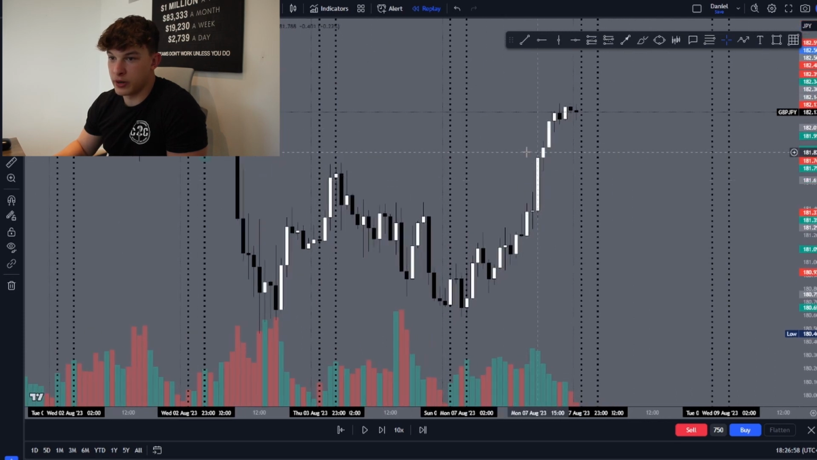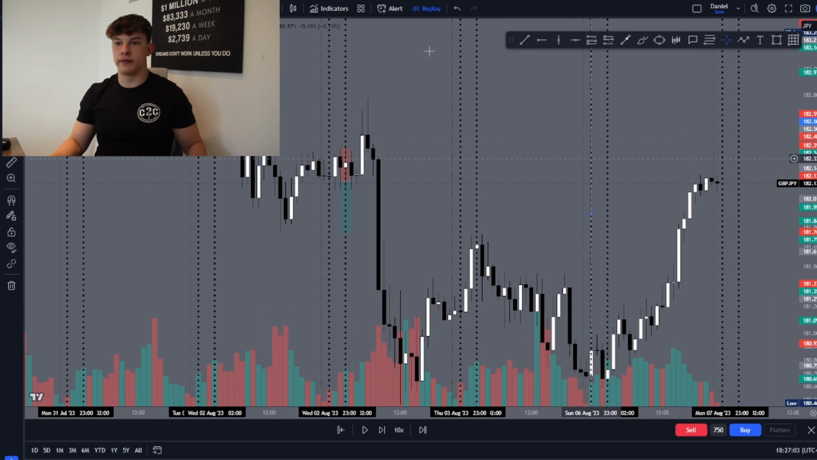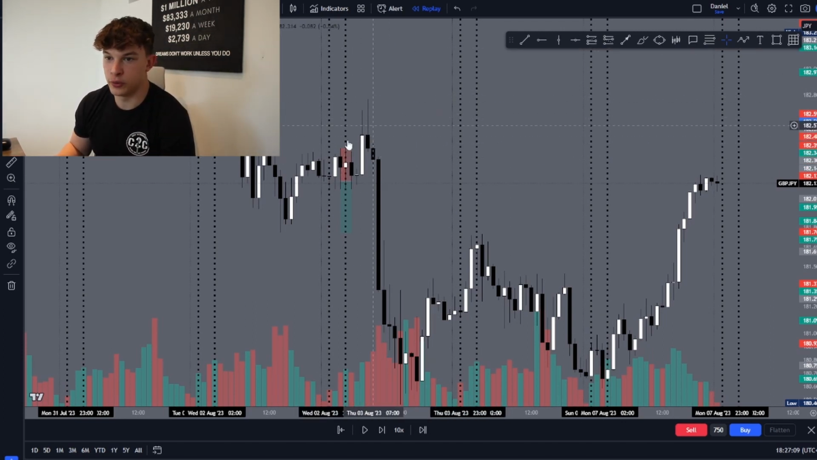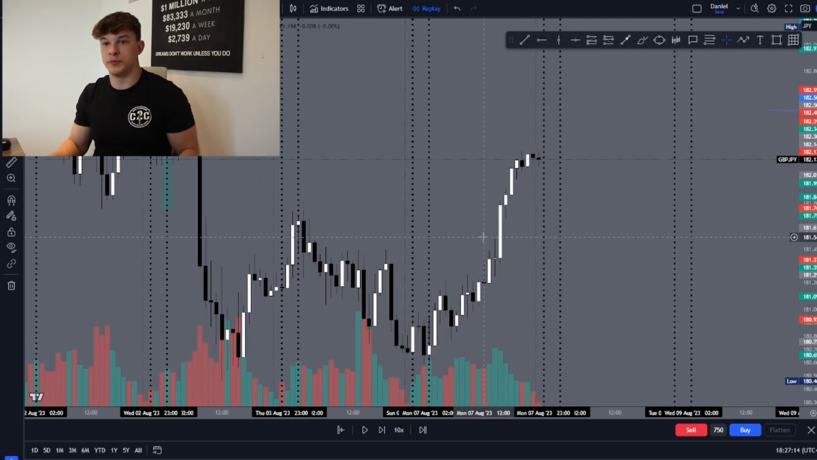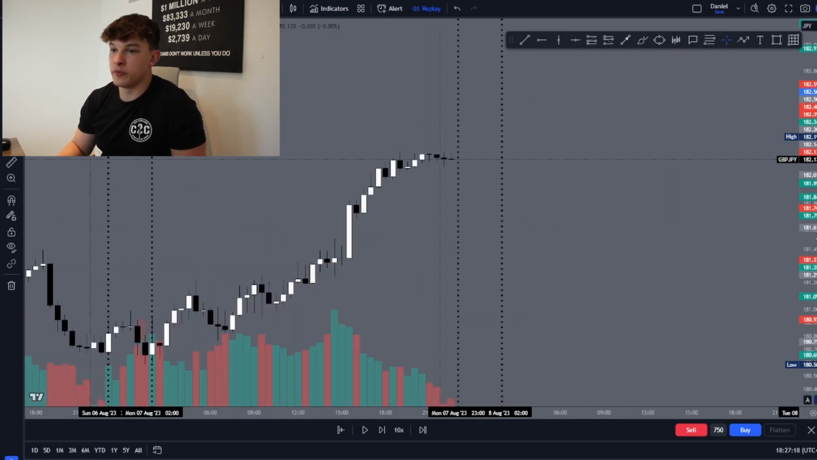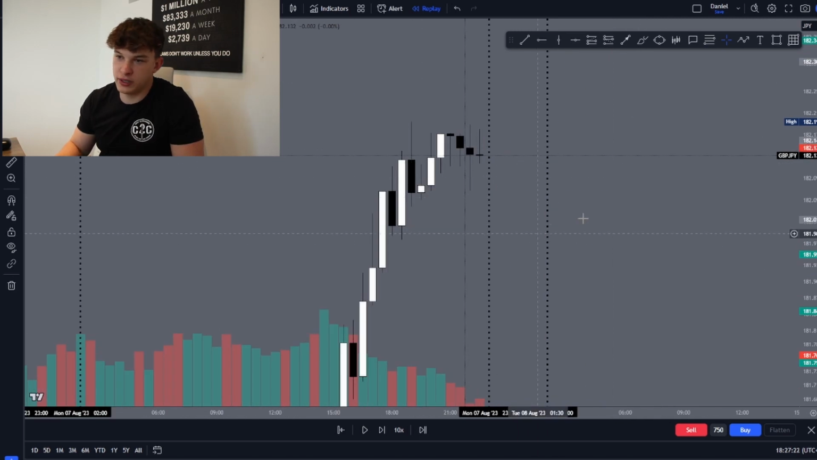again, big break of structure here, continuation up. Only thing I did have in mind was these highs here, potentially bounce off an order block within this. But no, for the most part, I was bullish on the 1 hour as well. 30 minute, this is where I look for my liquidity. So on the 30 minute, definitely bullish.